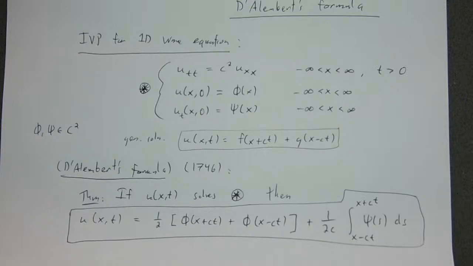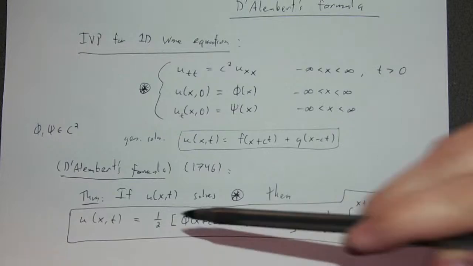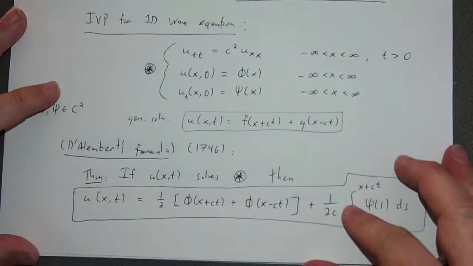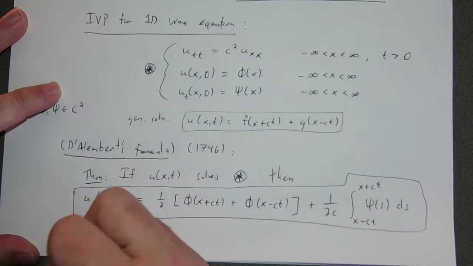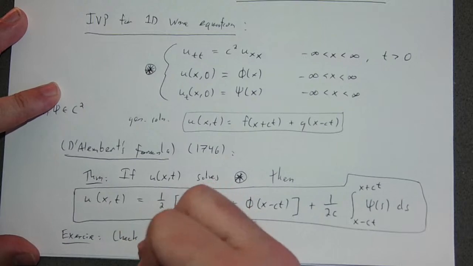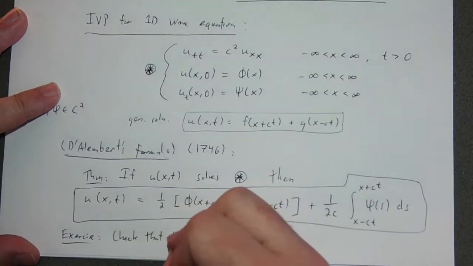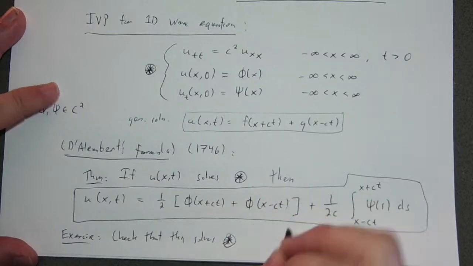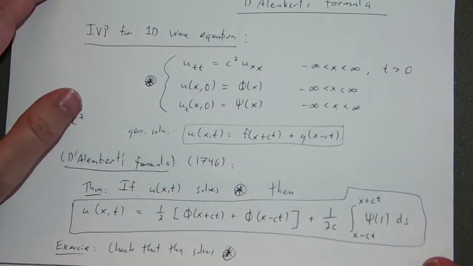Now, first of all, how do I go about showing this? Firstly, now that I've given you the formula, you can check that this actually solves the wave equation. In fact, a quick exercise for you. This wasn't assigned on a homework, but you can do this. Exercise: check that this solves asterisk. Really quickly, we can just check the initial conditions, of course.